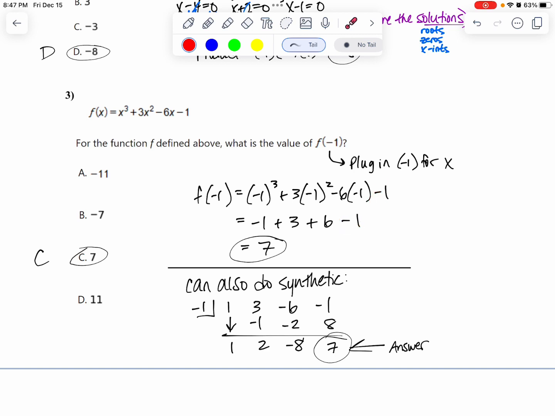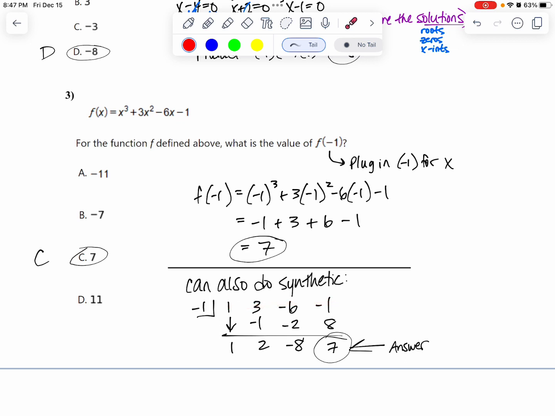Anyways, I'm not sure if you remember how to do synthetic division. This is one of my favorite, quickest ways to do a problem like this. You take the negative 1, what you're plugging in, and you put it in this thing that I like to call the backwards L box. And then where did these numbers come from? That is the coefficients of everything up here. So there's a 1 in front of the x to the third. There's a positive 3 in front of the x squared, negative 6, negative 1. Those coefficients go right here.